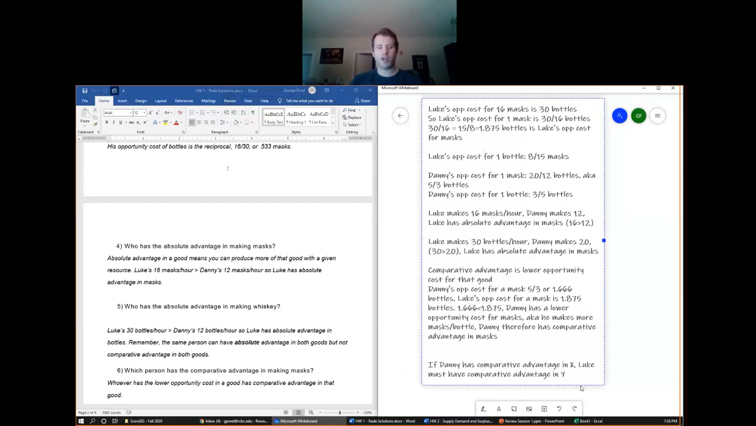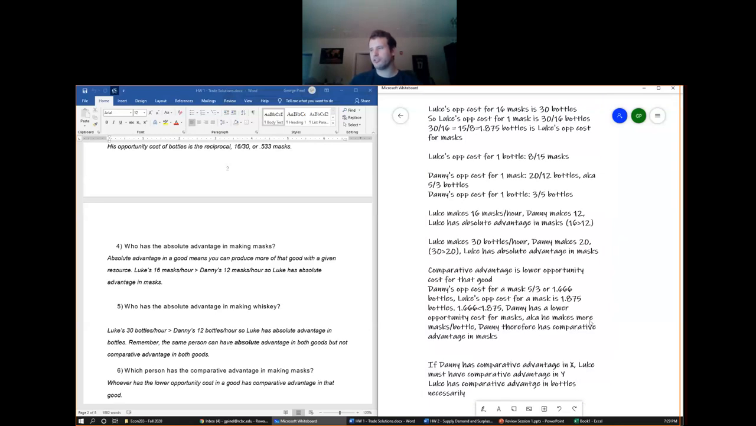But the other good, our opportunity costs are going to be reversed. So it would be 3 versus 2. You're going to have a lower opportunity cost. So necessarily, if I have comparative advantage in one good, you have comparative advantage in the other good. So you could say Luke has comparative advantage in bottles necessarily.